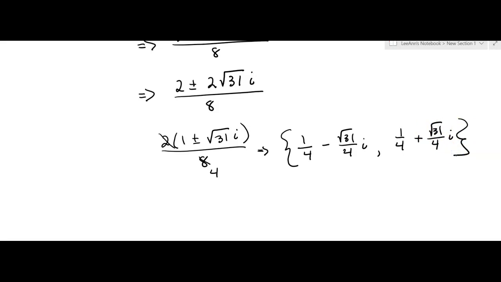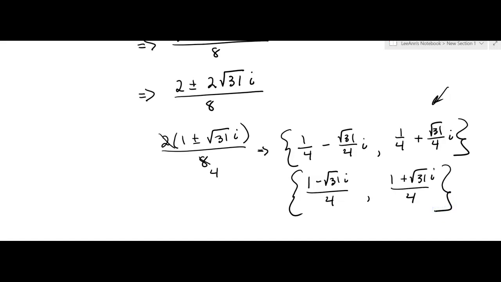Now, if you're saying, well, I'd rather not write it in a plus bi form, I'd rather write it 1 minus the square root of 31i over 4 like this, and then 1 plus the square root of 31i over 4 like this. I think WebAssign doesn't care, to be honest, and I'm fine with either one of those. If they specifically say we want a plus bi form, then you would write it in that first form. But if they don't care, I don't care. All right, there you go.